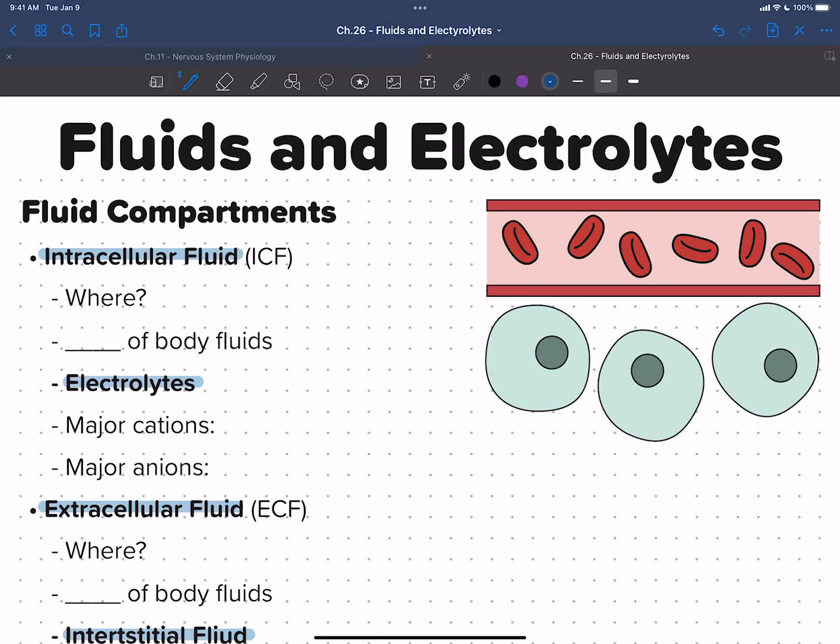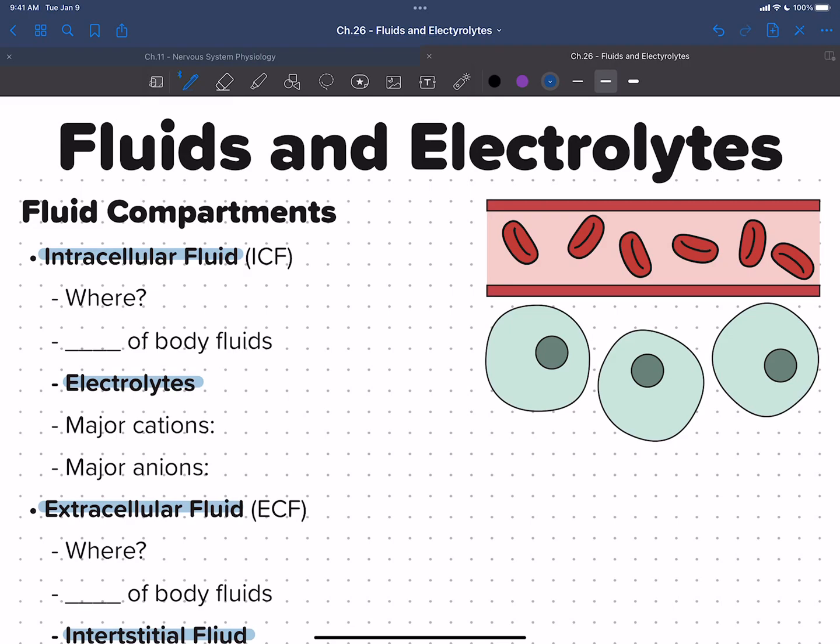Okay, in this video, we are going to be discussing fluids and electrolytes. So this will be part one of our discussion on fluids and electrolytes, and we will cover the fluid compartments in the body, and we will also discuss water balance. And then in part two, we'll go over electrolyte balance and pH, how it's maintained, and some changes in pH and what those are referred to. So let's go ahead and get started.